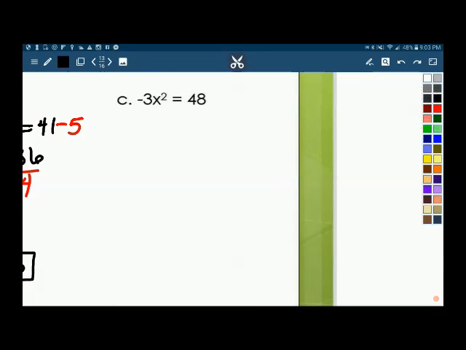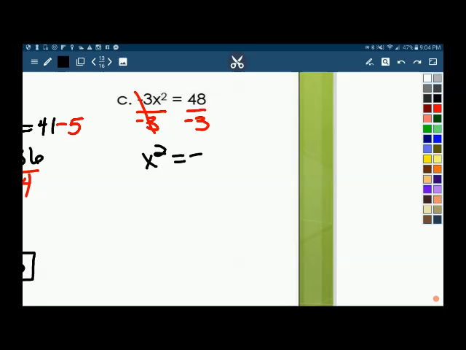types of problems. Again, I see no addition or subtraction, so I need to move on and look for multiplication or division. I do see that x is being multiplied by negative 3, so I need to divide the negative 3 off on both sides. Negative 3 divided by negative 3 is positive 1, so we have positive 1x. Positive 1x squared is equal to positive 48 divided by a negative 3. Positive divided by a negative is going to be negative.